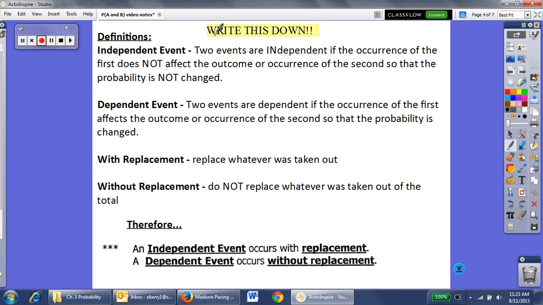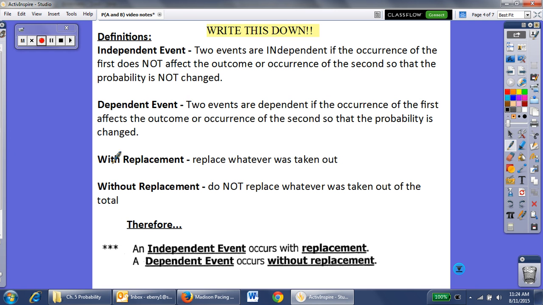So take a couple minutes. You'll need to pause the screen to write down all of the definitions here. I'll go ahead and read them and then explain them a lot better as we go on to our examples. An independent event: 2 events are independent if the occurrence of the first event does not affect the occurrence or the outcome of the second event. So the probability is not changed. A dependent event: 2 events are dependent if the occurrence of the first affects the outcome or occurrence of the second, so that the probability is changed.